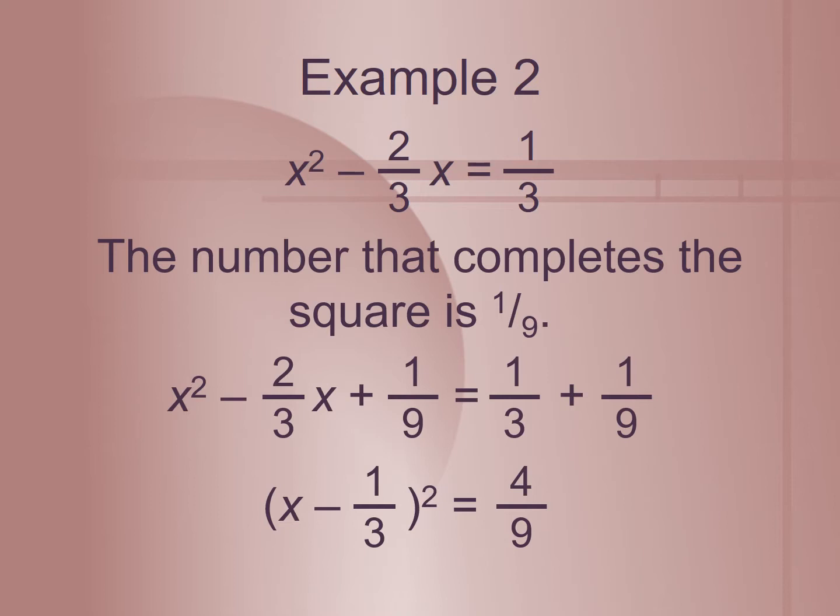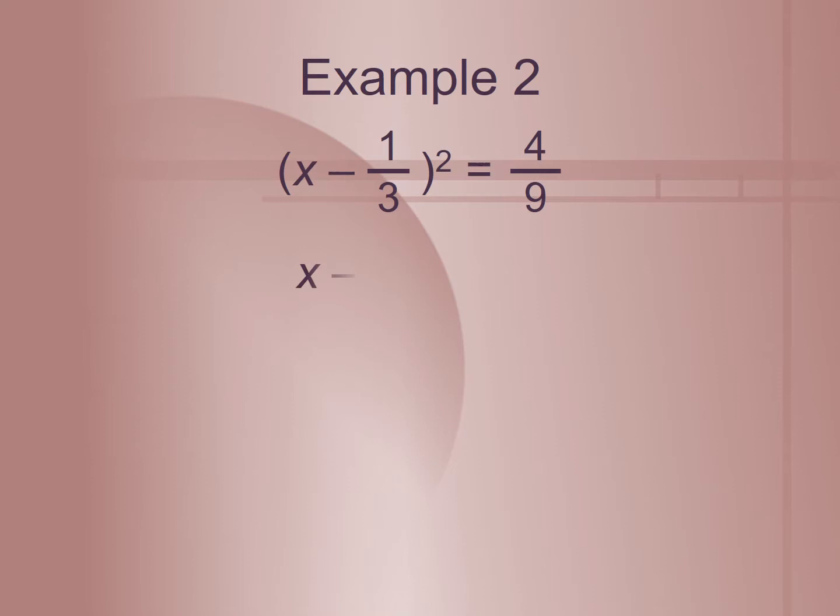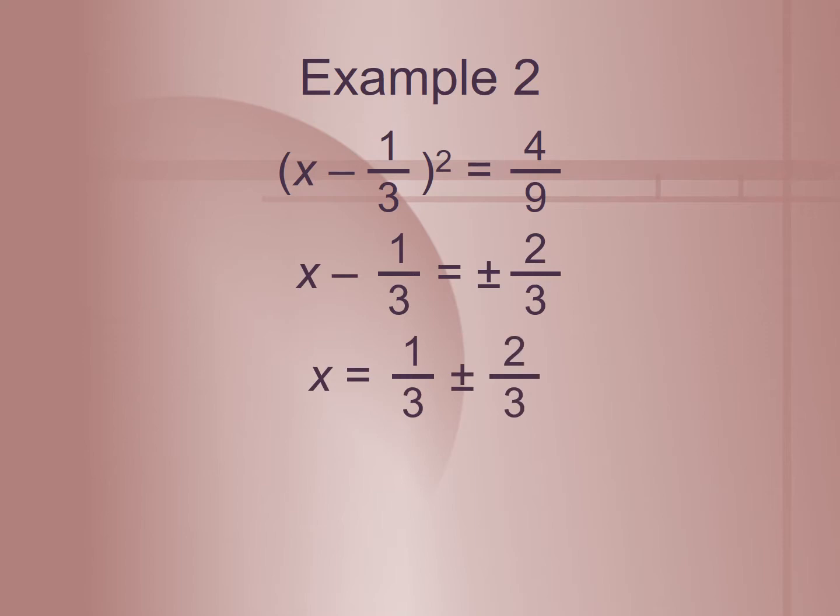And then from here, I'll take the square root of both sides. The square root of 4/9 becomes plus or minus 2/3. And then I'll add 1/3 to both sides to solve for x. So I have 1/3 plus 2/3 or 1/3 minus 2/3, which means my two solutions are 1 and negative 1/3.